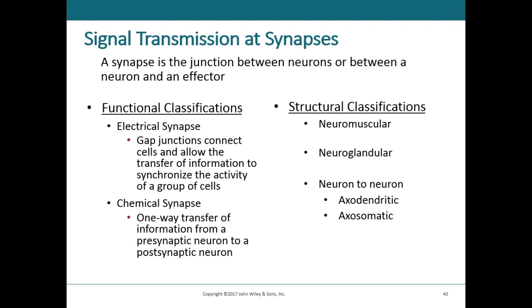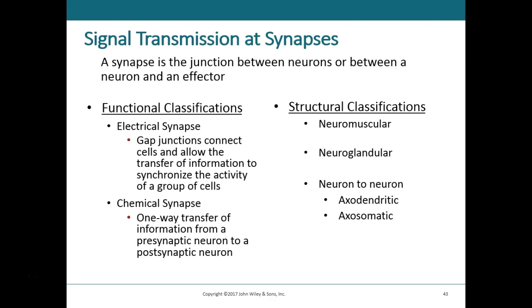Electrical synapses have two main advantages. They allow for faster communication because the action potential is conducted directly through those gap junctions. So electrical synapses are faster than chemical synapses. And also synchronization. So electrical synapses can synchronize and coordinate the activity of a group of neurons or a group of muscle cells.